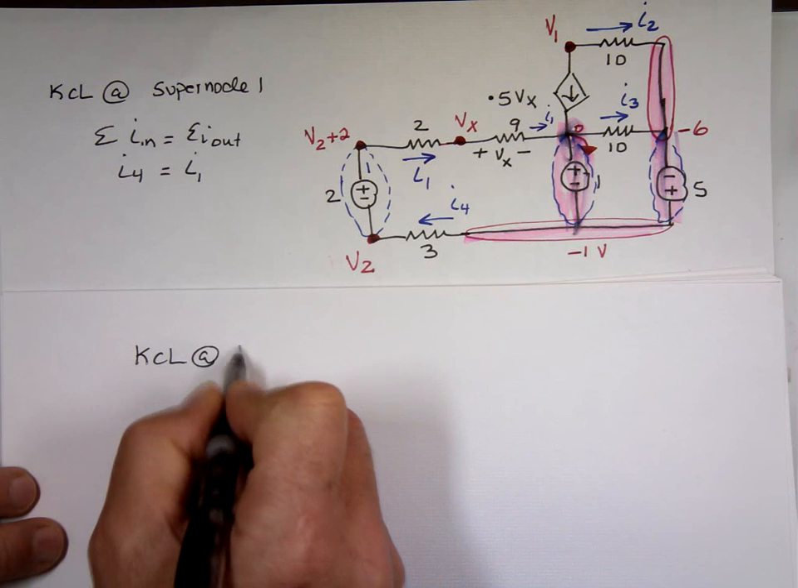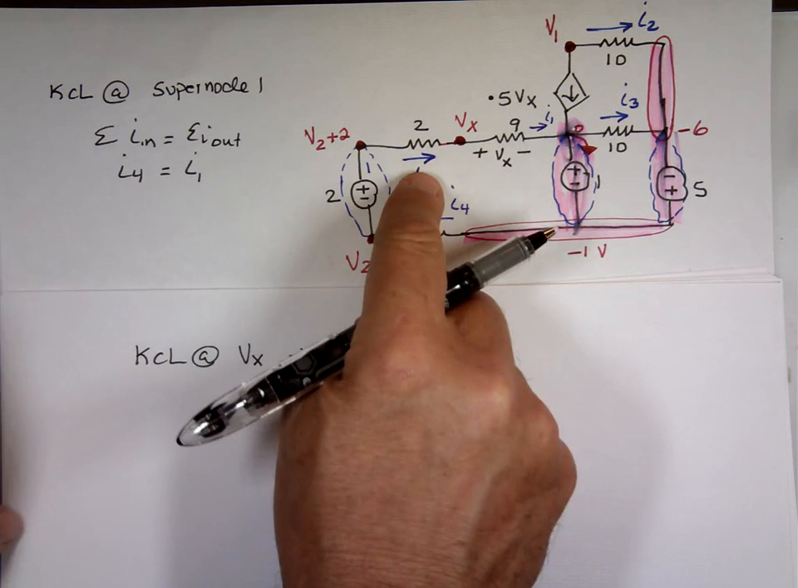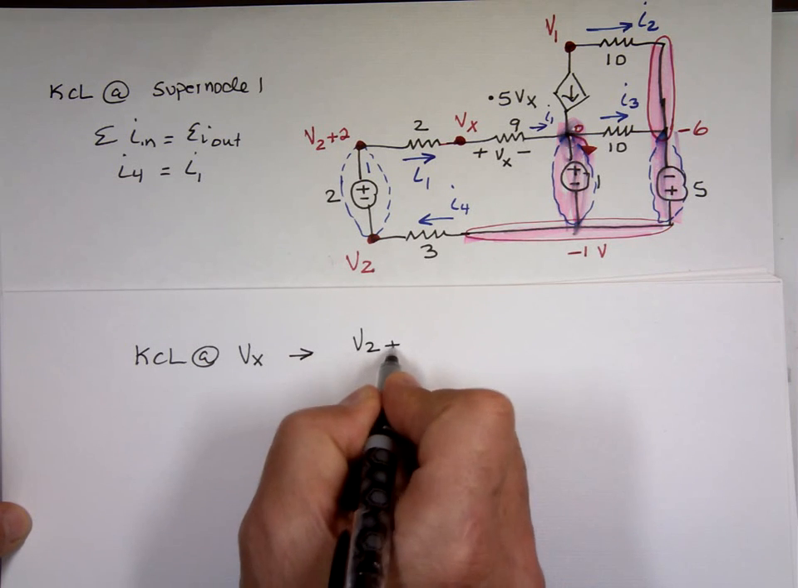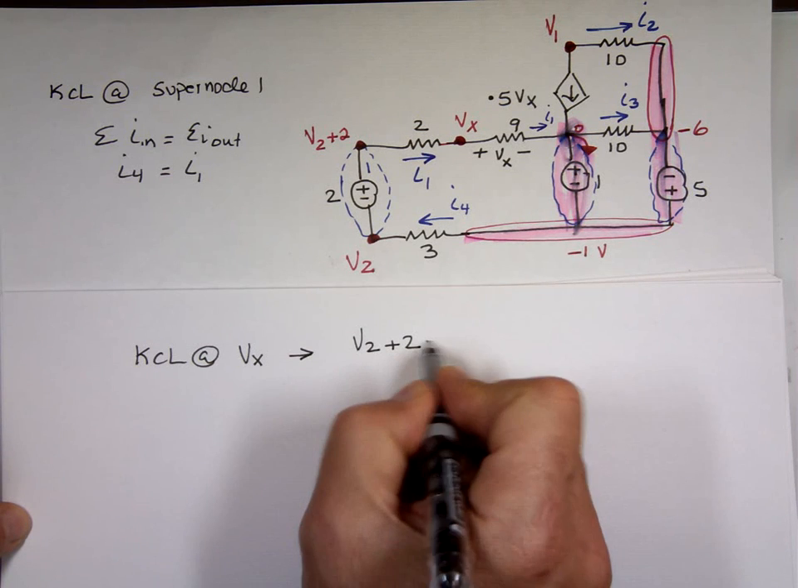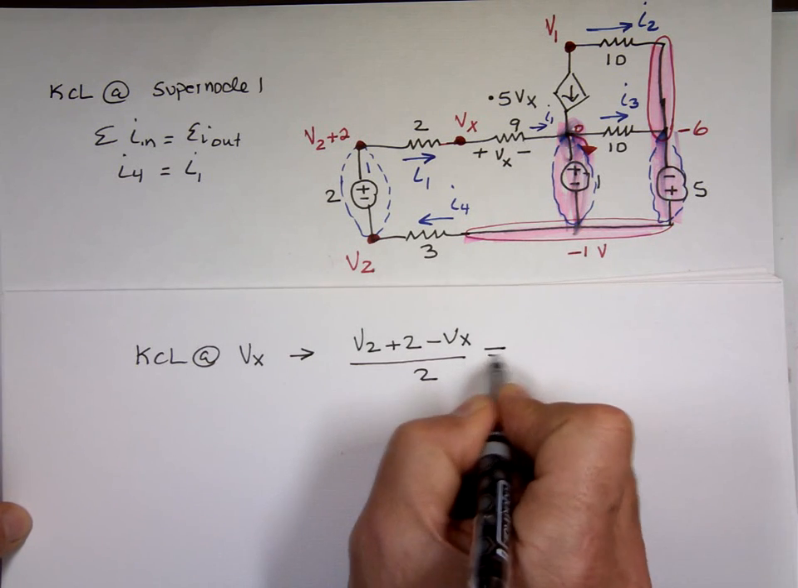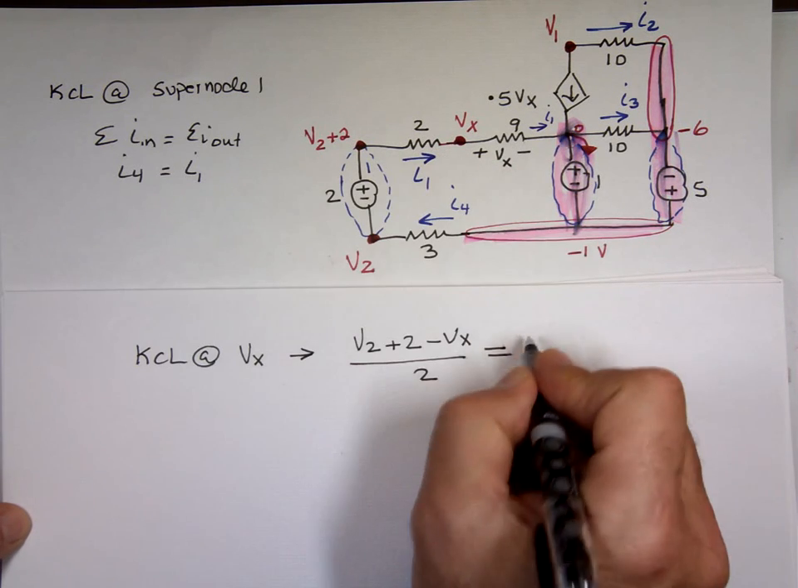What's going in? It's this current, and that's what? This voltage, V2 plus 2, minus Vx, divided by 2 is equal to the current leaving, which is what? This voltage, Vx, minus 0 divided by 9.